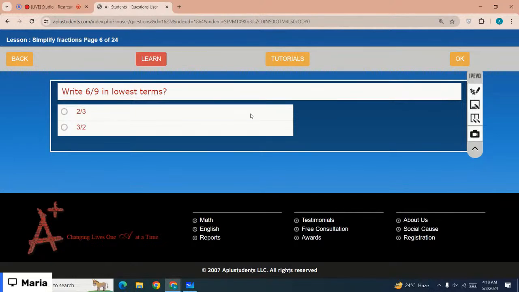That is 2 out of 3. Option number 1 is the correct option. Write in the lowest terms, which is the correct option?